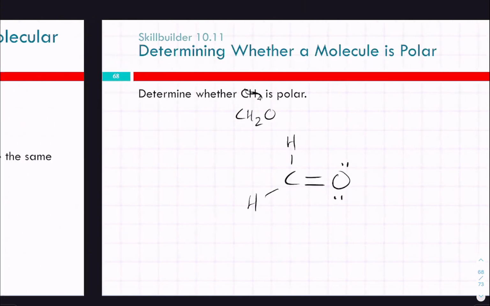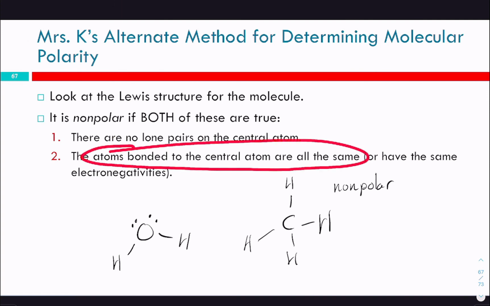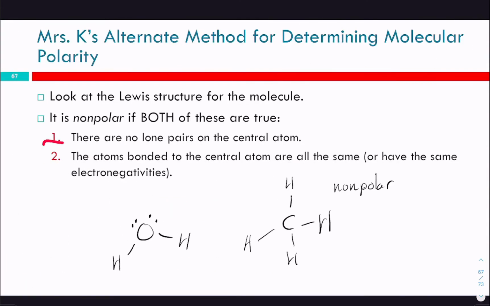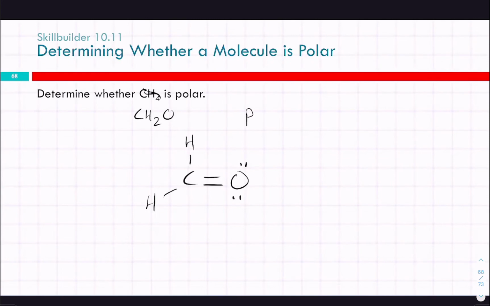So for the nonpolar rules, it's no lone pairs on the central atom. So we've got no lone pairs. But the atoms bonded to the central atom are not all the same here. So both of these have to be true to be nonpolar. So 1 is true, but 2 isn't true. So this one is polar.